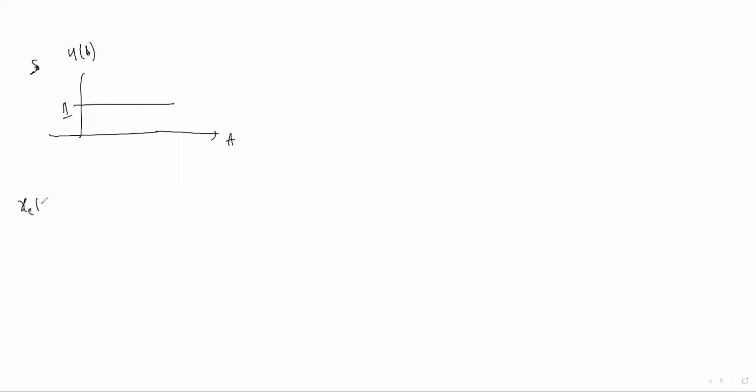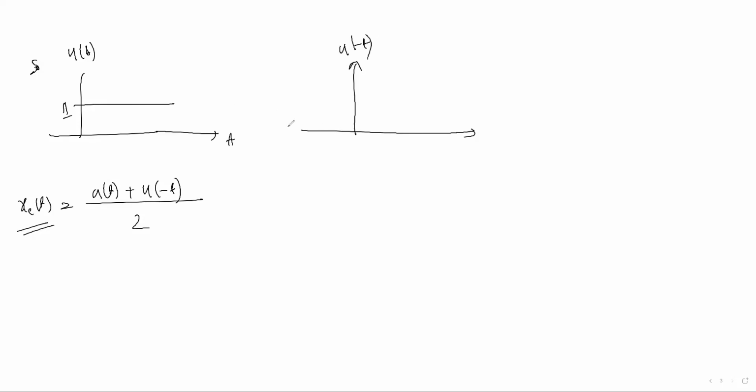The even part of x of t is given by u of t plus u of minus t, divided by 2. So to find the even part, what should you do? You should find u of minus t. So what will be u of minus t? U of minus t is nothing but the folding image of the original, or the mirror image of the original. The amplitude will remain the same. What is the equation? The sum of these two signals divided by 2. When you sum up these two signals, what type of signal will you get? You will get a constant.